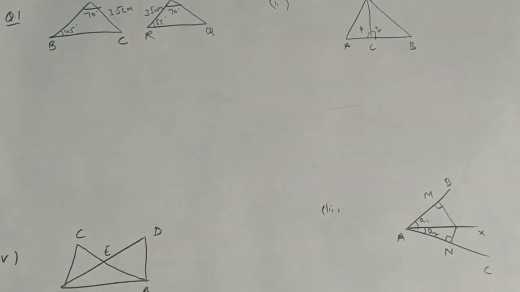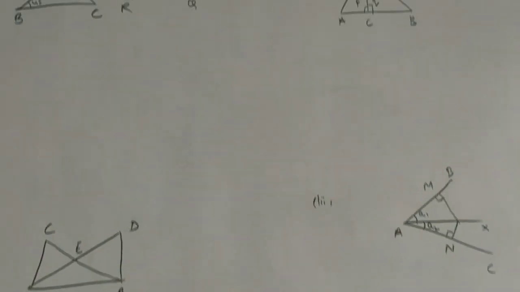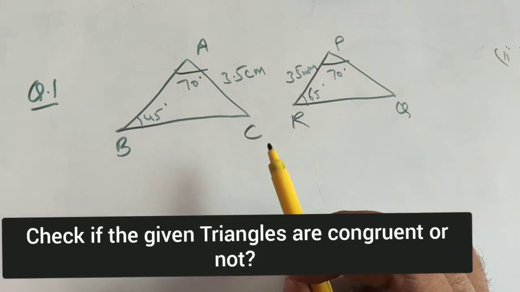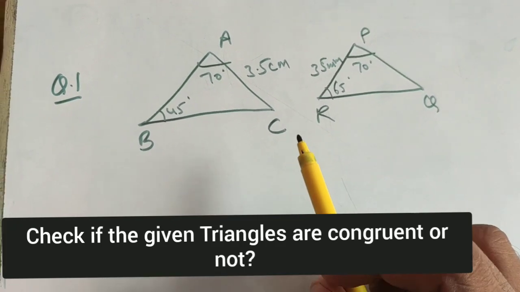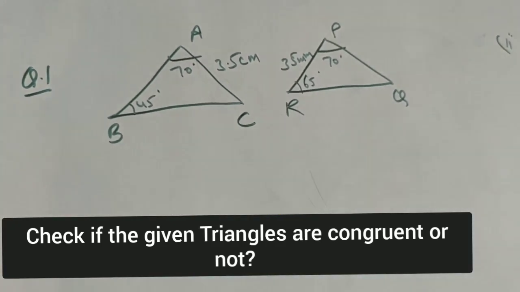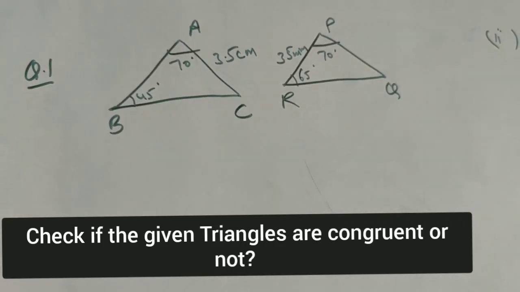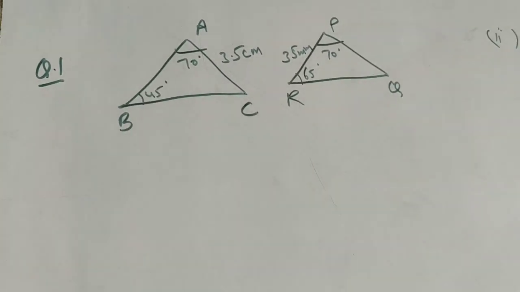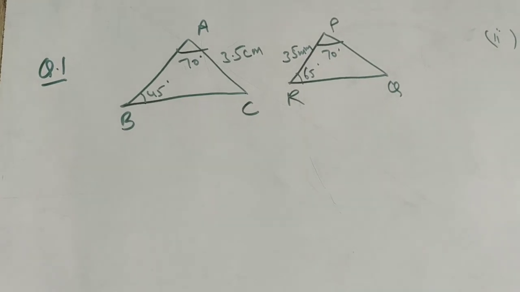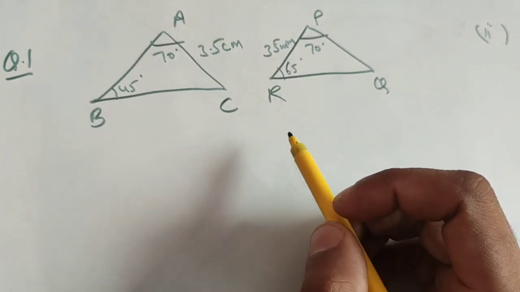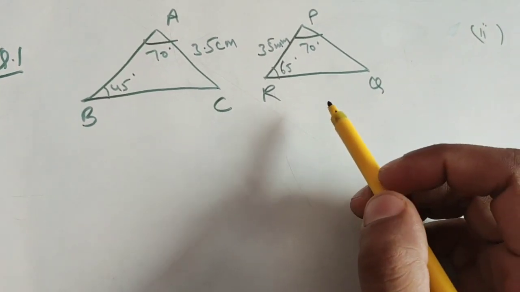Hello class, now we will do some questions based on congruency. So let's start. In this question we have to tell whether the triangles are congruent or not. In the last video we discussed the various congruency criteria, or you can say congruency rules, according to which two triangles can be congruent. So let's check if they satisfy any criteria.